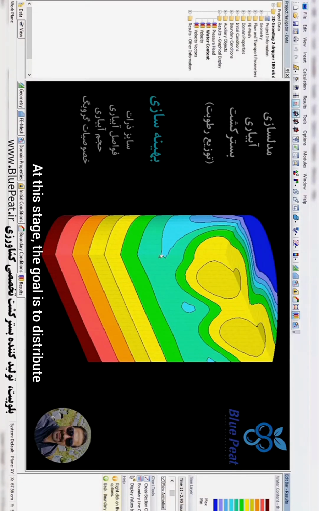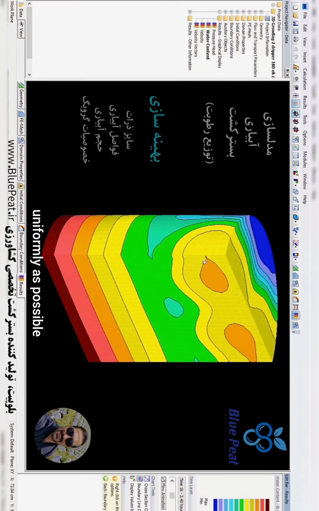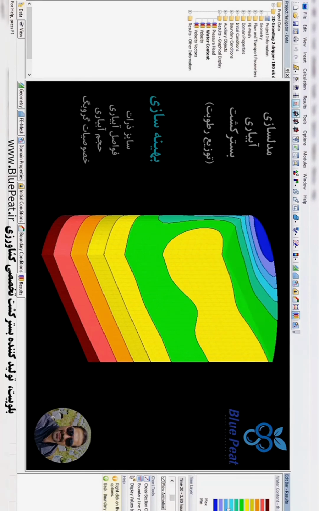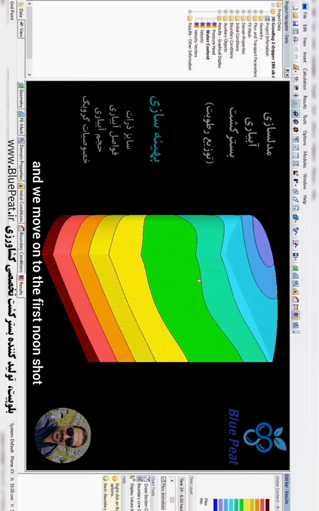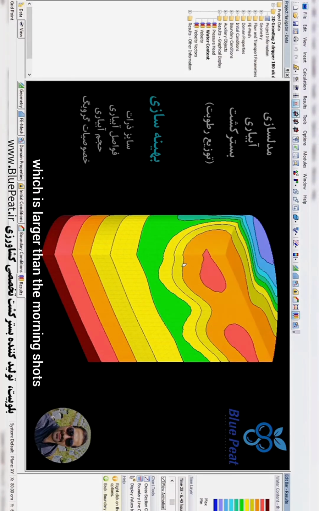At this stage, the goal is to distribute the moisture in our cultivation medium as uniformly as possible, and that is our objective with the first three irrigation shots. So we see the moisture is around 37 to 39%, and we move on to the first noon shot. And here we have the first noon shot, which is larger than the morning shots.